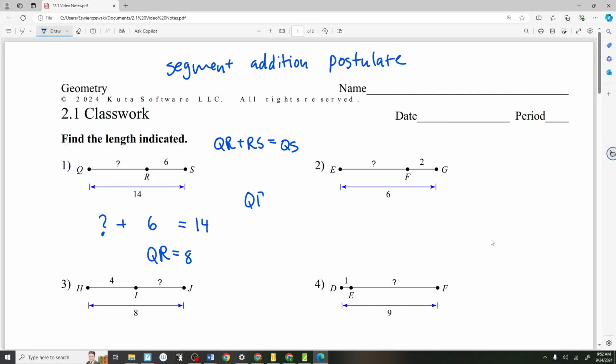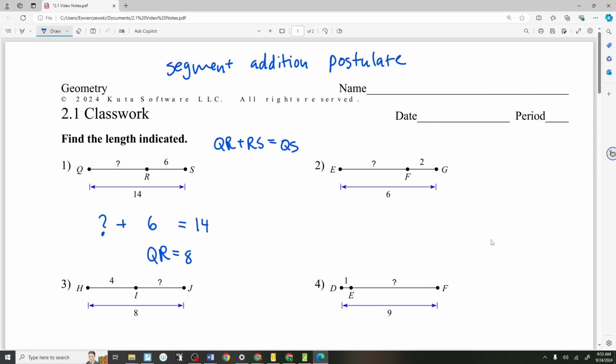A little thing about notation, I'm usually not very picky about this. When you see QR, this is talking about the actual segment QR. When you see QR without the line over it, it's talking about the distance QR. Again, if you put a line over it, I'm not really going to care. That's just a little thing about notation. All right, moving on. I'm not going to do all of these, but I want to get us familiar with them.